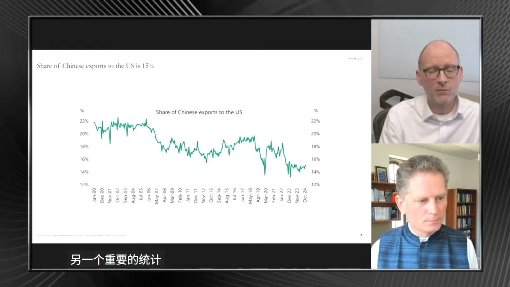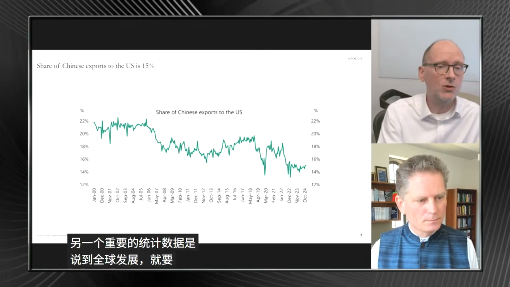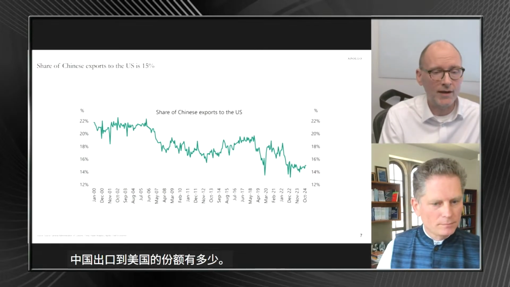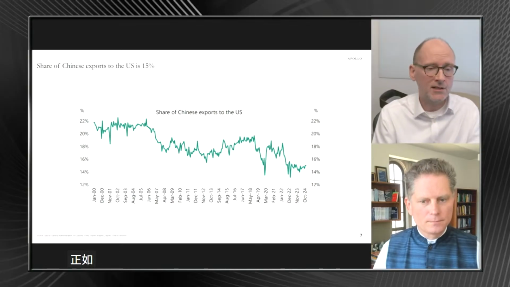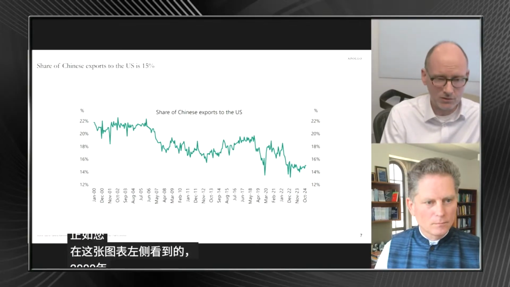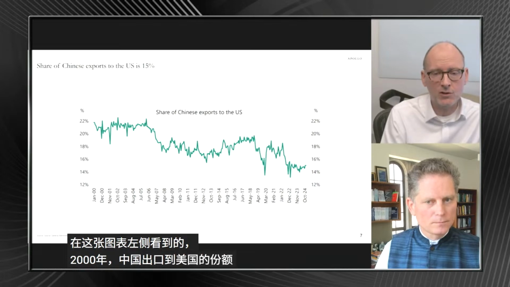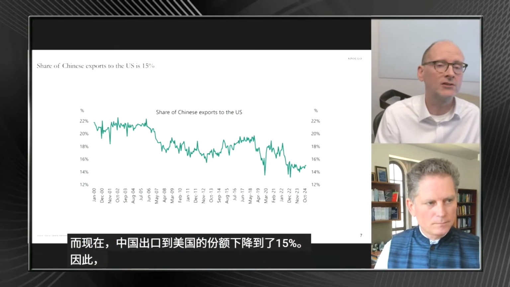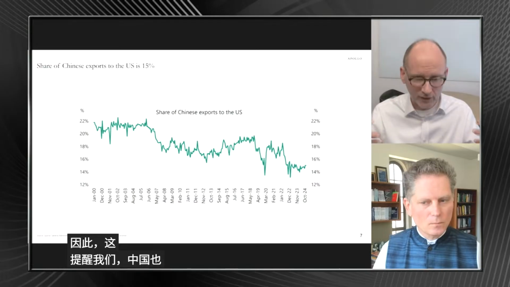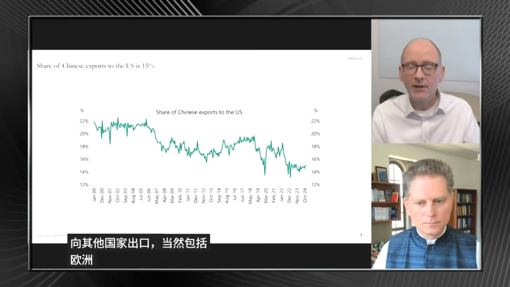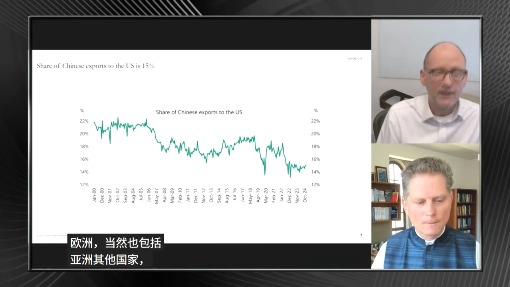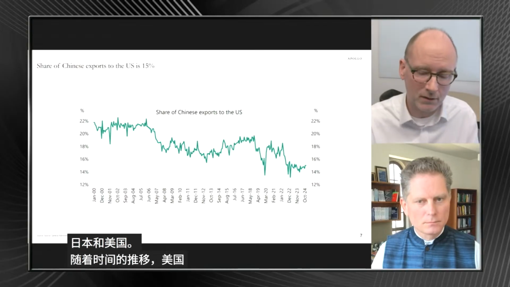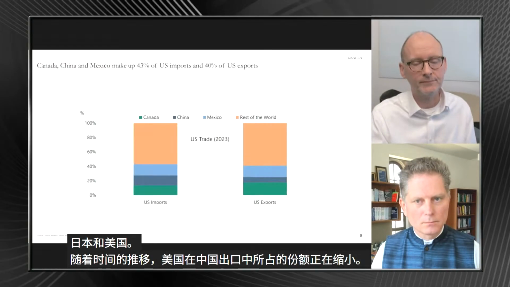One other important statistic when it comes to global developments is to look at how much of Chinese exports go to the US. And this has also been through quite a significant change. As you can see to the left in this chart here, in the year 2000, 22% of Chinese exports went to the US, and now we're down to 15%. So that's an important reminder that China also exports to other countries, including, of course, Europe, but also other countries in Asia, including Japan. And the US is making up a shrinking share of Chinese exports over time.